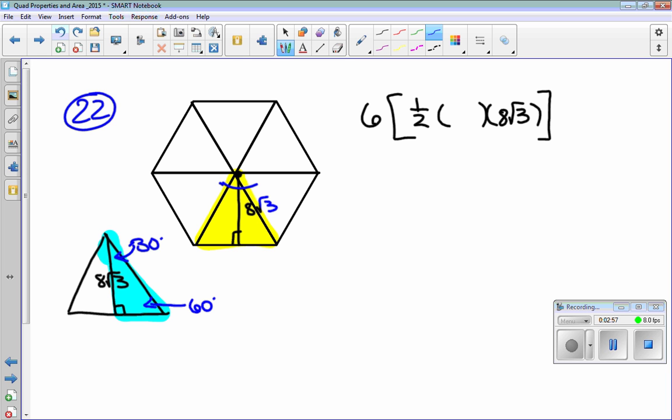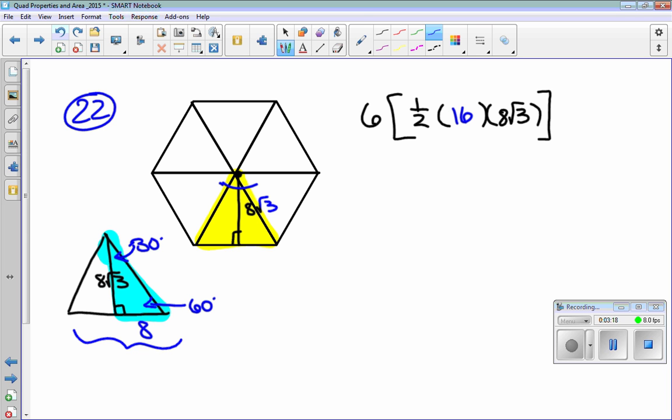So I'm not given the short side. What am I given? The longest leg. So I know that's 8 radical 3, which means the short side is going to be just simply what? 8. Good. Which means the entire base is good. So I know that the base is going to be 16. And it's a matter of just simply multiplying at this point.